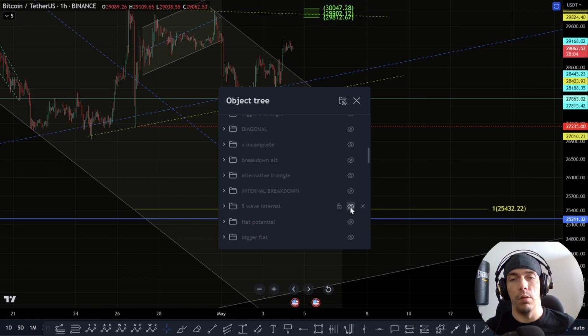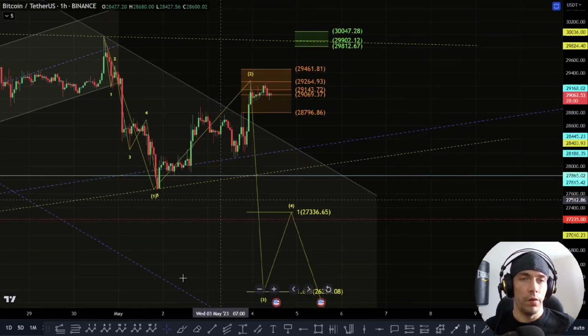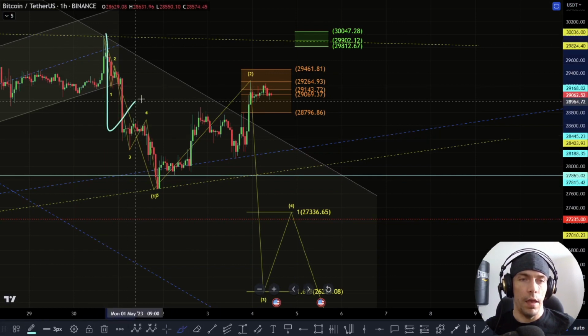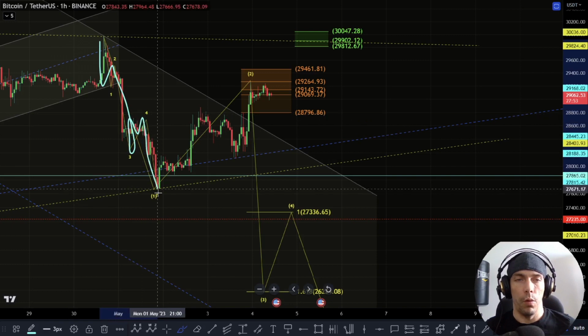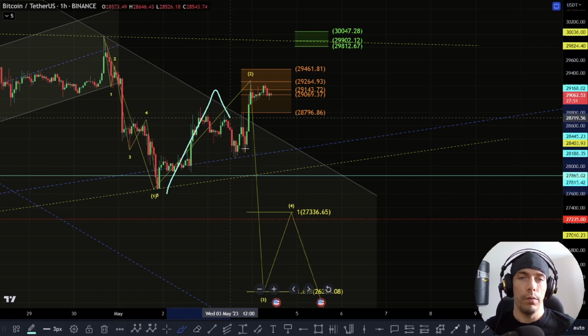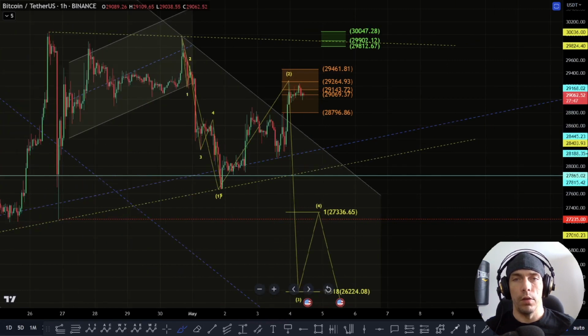If we start to break down in a bigger way, this is what I'm looking out for. Instead of looking at this as A, B, and C, counting this 1, 2, 3 into this low 4 diagonal for a fifth wave, I'd be looking at this as a three-wave move to the upside, with the potential to break to the downside here.